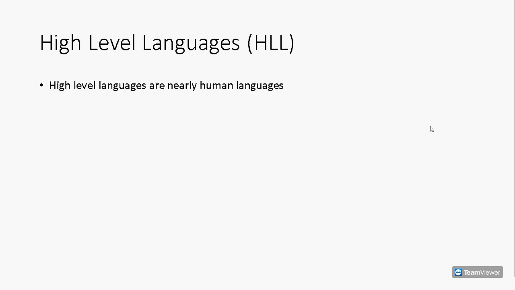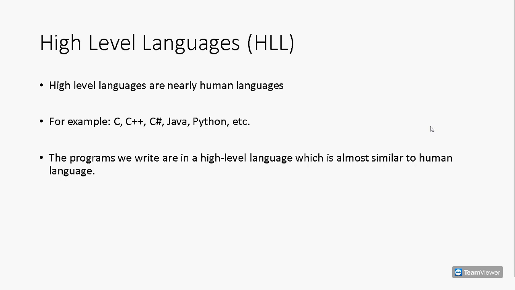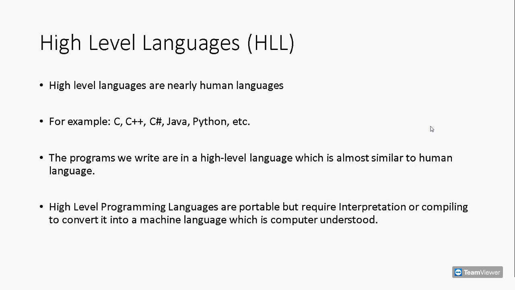These languages are nearly human languages, which essentially means that words from the normal languages like English and others are used as it is in these languages. For example, C, C++, C#, Java, Python, etc. We generally write our programs in a high-level language which is almost similar to human language. These languages are portable, but interpretation or compiling is needed to convert them into a machine language which is understood by the computer.